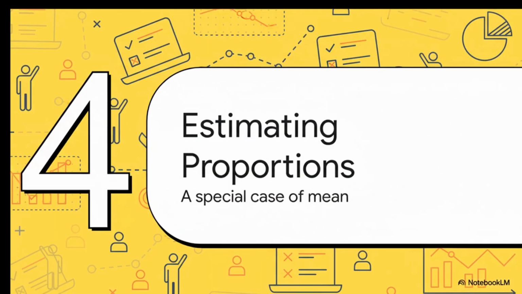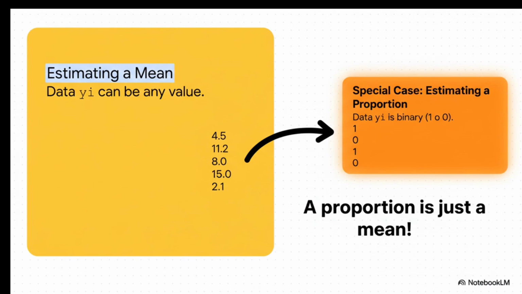Okay, let's shift gears now and talk about something you will find yourself doing all the time in the real world: estimating a proportion. Like what percentage of people approve of a new policy. It feels a little different than estimating a mean, but as we're about to see, it's actually the exact same problem, just wearing a clever disguise. And this is the beautiful connection.